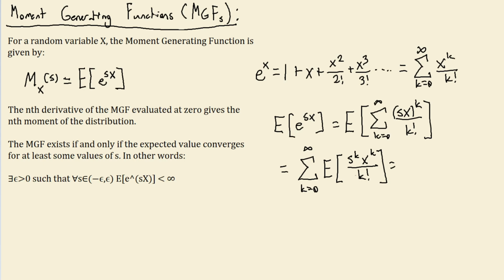We can treat them as constants, so long as we're evaluating this expression at a value of s. And we're going to get that this is equivalent to the infinite sum, k is equal to 0 to infinity of, we can factor out this s to the k over k factorial, and this is going to be multiplied by the expected value of x to the kth power. Now, this expected value of x to the kth power, that's just the kth moment of x. That's exactly what it is.